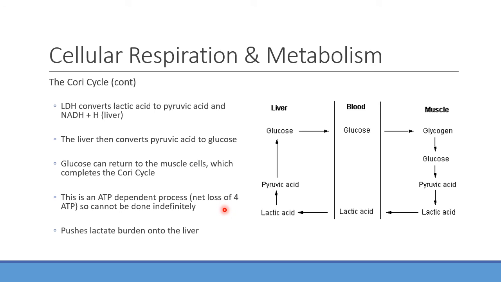Because of that, this cannot be done indefinitely, right? Because we're decreasing the efficiency here, there's going to be a limit to how much we can do this. That's why you just can't keep utilizing the muscles in an anaerobic state forever. Eventually, they tire out, right? And that's mainly because we don't have a good way to produce ATP in a very efficient manner there. Also, this is pushing that lactic acid burden back onto the liver, where it can more efficiently convert that back, versus the muscles, which don't really have a good ability to do that.